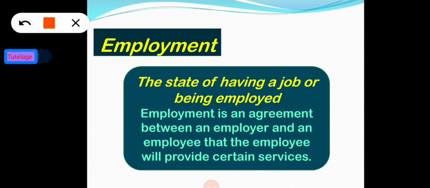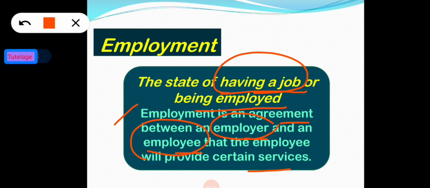So basically employment indicates the state of having a job or being employed. Clear? What do you mean by employment? So now going to the definition, that is employment is an agreement between an employer and employee that the employee will provide certain service. So that means if one has to employ someone, at first we have to know, we all know that employment is an agreement between employer and employee. So that's why we have to know what do you mean by an employer and what do you mean by an employee.